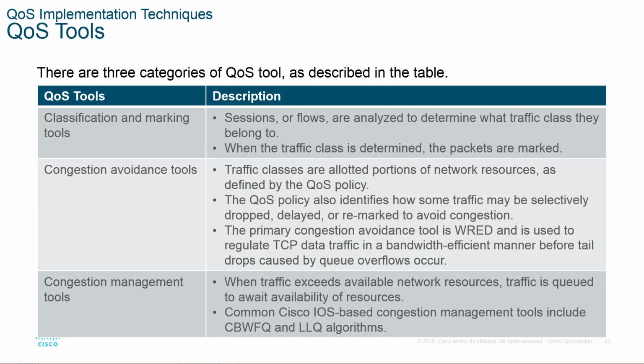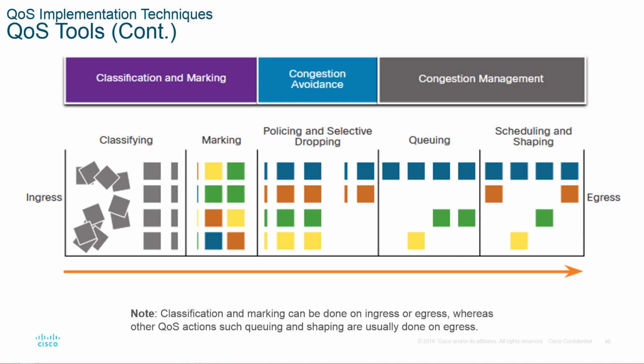So a couple of different categories of quality of service tools. We've got our classification and marking tools, congestion avoidance tools, and congestion management tools. Here, this shows the sequence of QoS tools when applied to packet flows. The ingress packets are classified and their respective IP header is marked. To avoid congestion, packets are then allocated resources based on defined policies. The packets are then queued and forwarded out the egress interface based on their defined QoS shaping and policing policy.